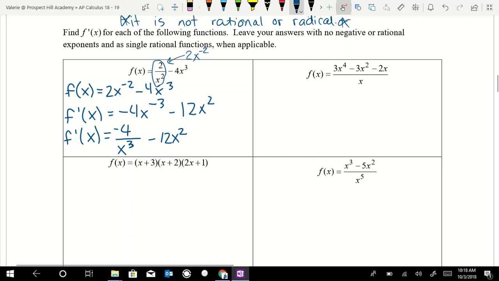And to write this as a single rational function, we need a common denominator. This is over 1, so we'll multiply it by x cubed. So our final answer is negative 4 minus 12x to the 5th all over x cubed.